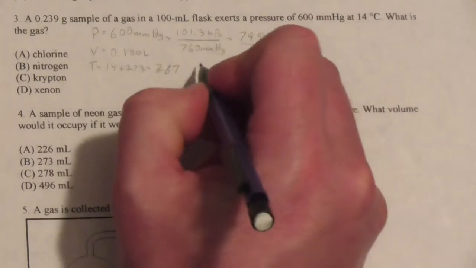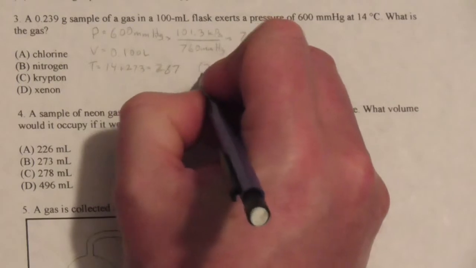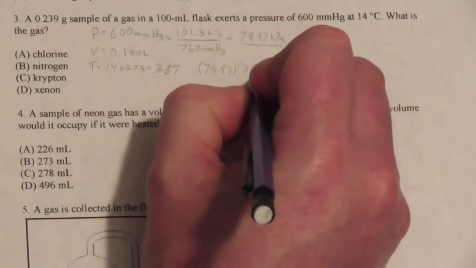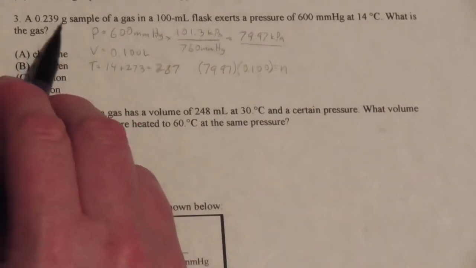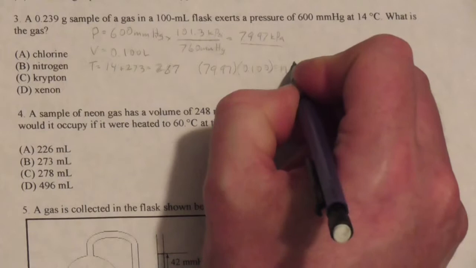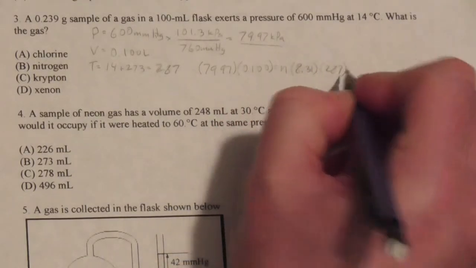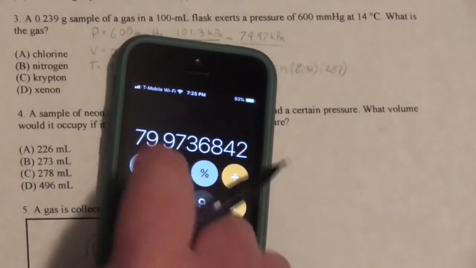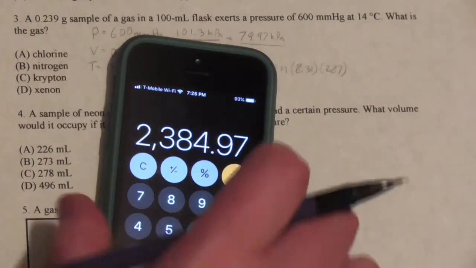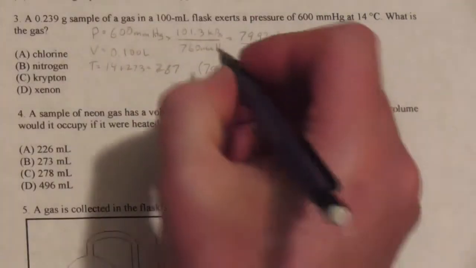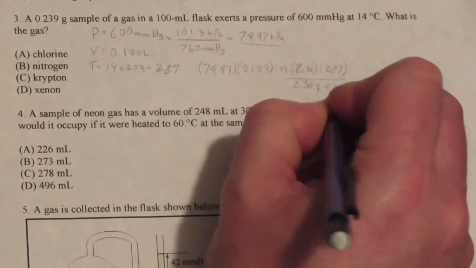So now it's PV equals nRT. Pressure is 79.97. V is 0.100. n is what I'm trying to solve for because I have a gram value but I don't have a mole value. 8.31 and then 287 for the K. So 8.31 times 287 is 2,384.97.